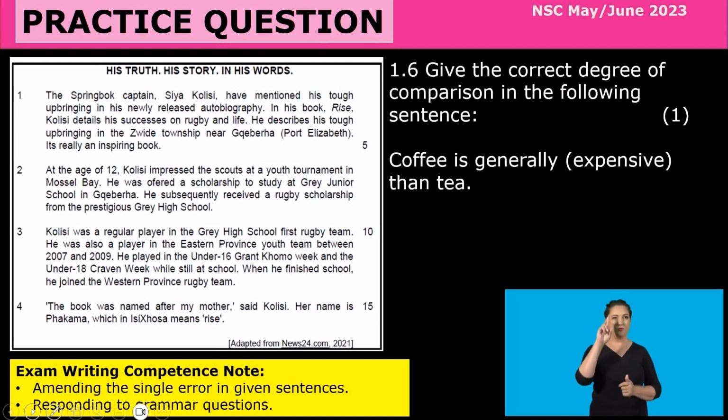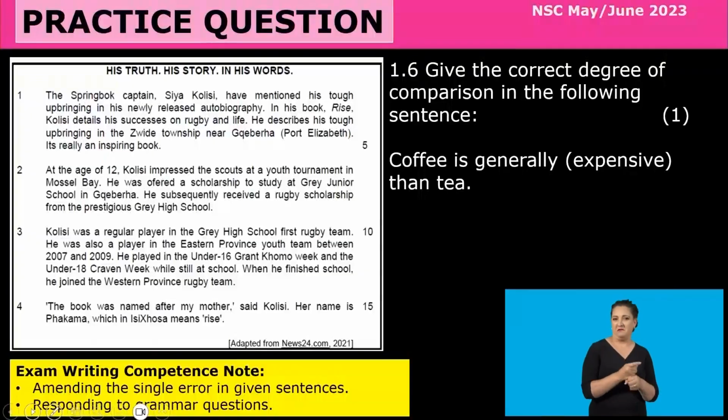All right, so degree of comparison, remember your positive, comparative, superlative. When we are doing the comparative, we add ER to the word. When we are doing the superlative, we add EST to the word, all right? So that's the most intense form when we get to the superlative.